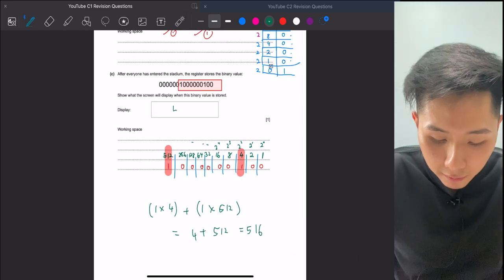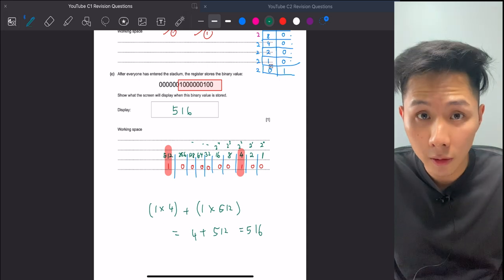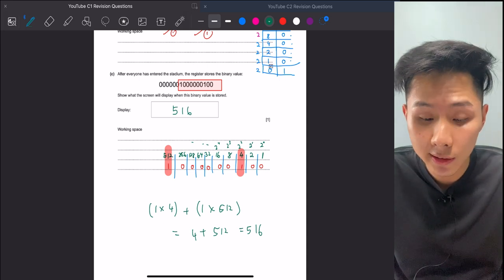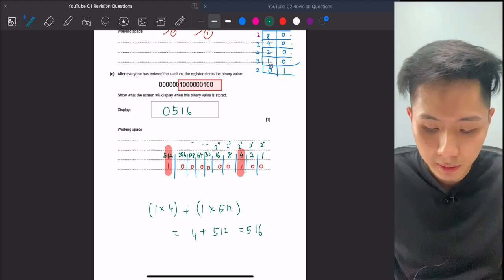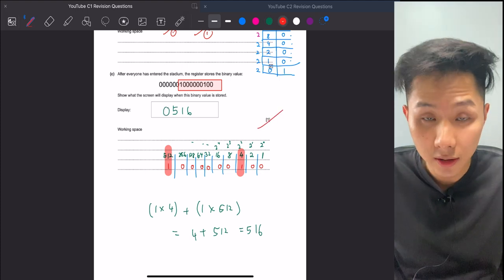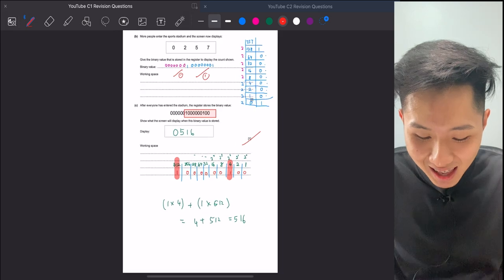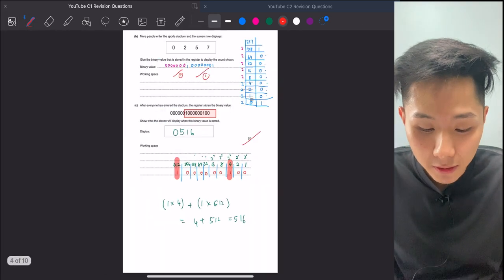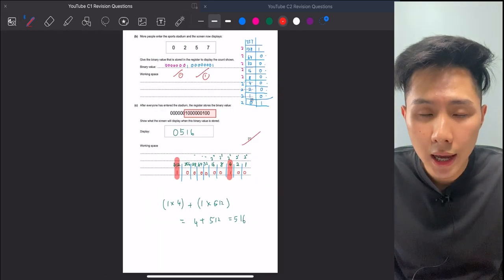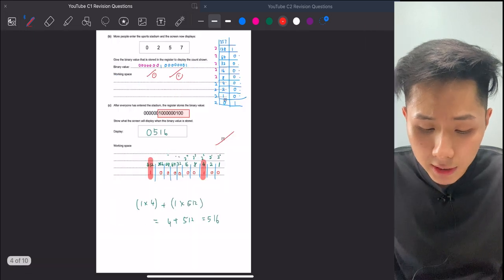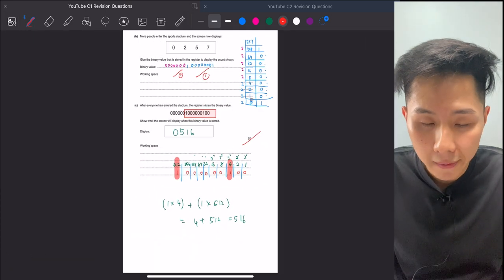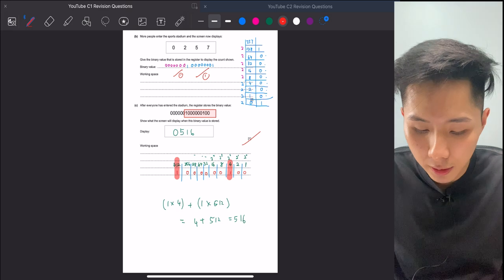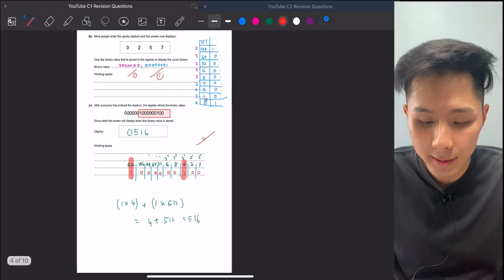If you only write 516, you'll get a wrong answer because it's a 16-bit register, meaning you need 4 hexadecimal values. So you need to add the leading bits. By doing that, you got your correct answers. That's it, and that's about it for number conversion. Just in case you don't know how to do it, I would recommend you to do more practice on it so that you can get full mark for your tests.